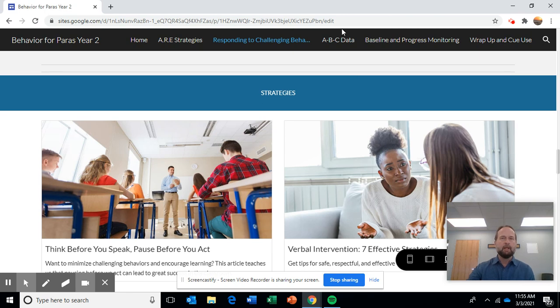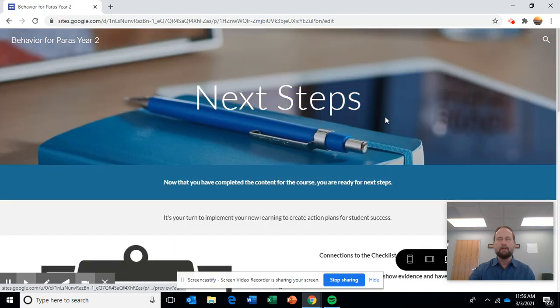The last part of the training was about data collection and also progress monitoring. And you, of course, can come back and click on those two links as needed. In many cases, you are asked to take data on student behaviors. My offering is that you ask questions as needed to ensure clarity about what you're collecting data on and when you're supposed to be doing so, so that the data you are collecting can be substantive and also support team decision making. And last but not least, we're going to click on the wrap up and cue use.